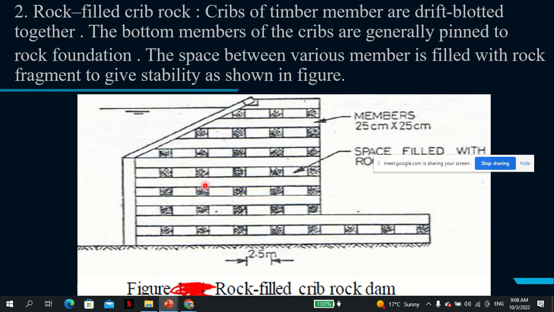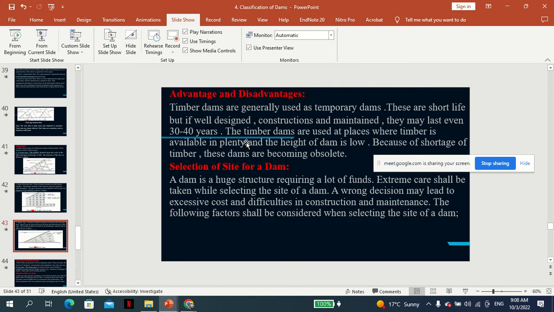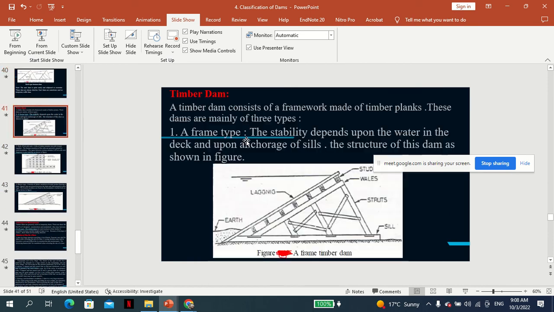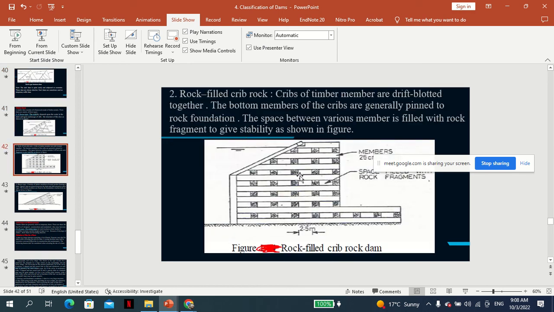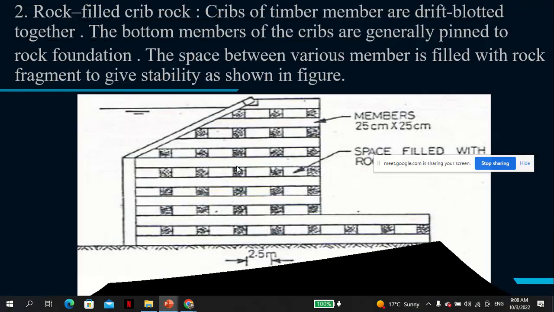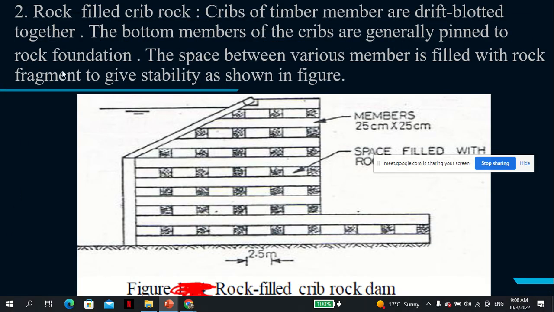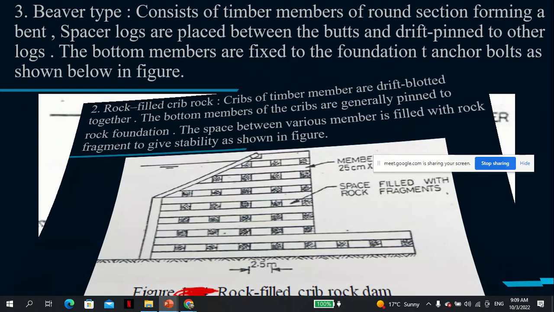We add rock-filled crib of timber members. Cribs of timber members are drifted, bolted together, and then the bottom members of the crib are generally pinned to the rock foundation. The space between various members is filled with rock fragments to give stability. Of course, the rocks have some weight in comparison to timber. So to anchor the whole structure and give it stability, you add some rocks.